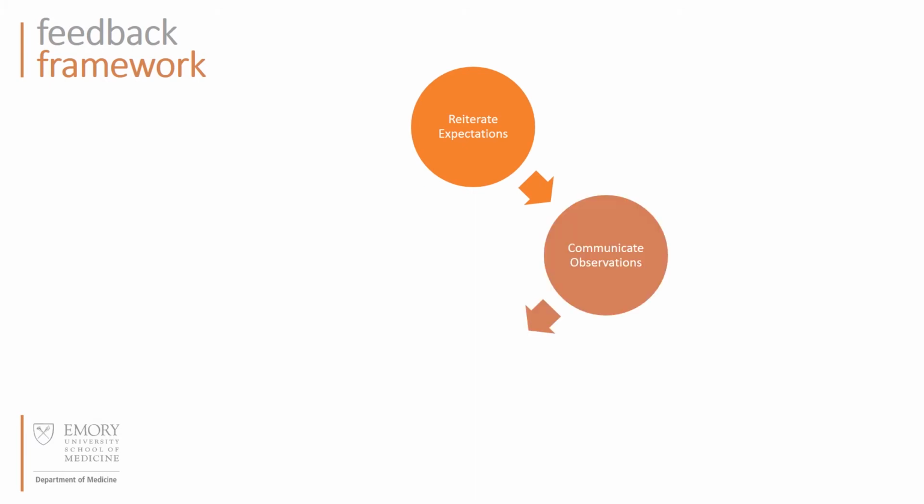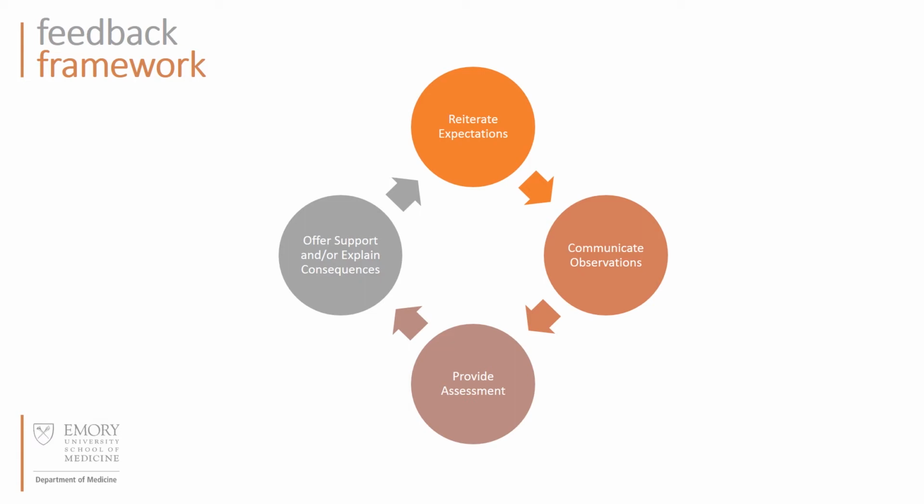In order to have organized and productive conversations about performance, I recommend that supervisors use a very simple framework. This framework can serve as an informal itinerary for the conversations that you will have with your direct reports and can be used if the feedback is either positive or constructive in nature. When having conversations about performance, supervisors should reiterate the expectations that have been set, communicate their observations, provide an assessment of performance based on those observations, and then offer support or explain consequences. It really is as simple as that.